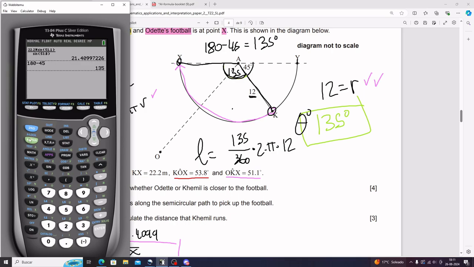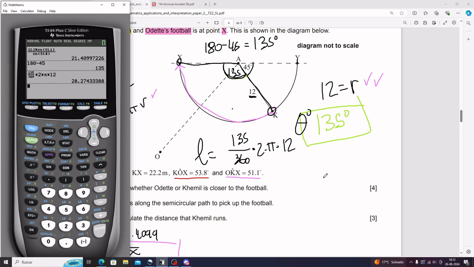So all of that into my calculator. I like to use the fraction thing because it's easier to plug in. To each their own, whatever floats their boat. 135 divided by 360, that's this part here, times 2 times pi, which is going to be right under clear. So you press second, then this little arrow thing, hit the pi button, times 12. All of that, you press enter, bada bim, bada boom.